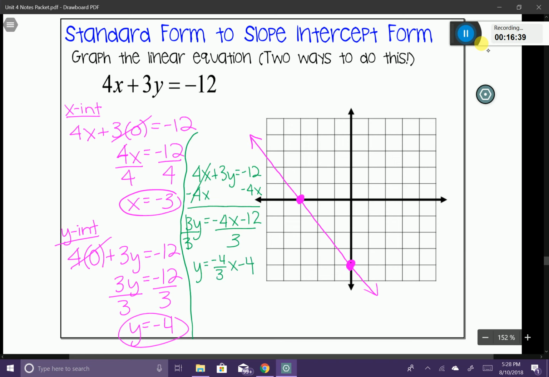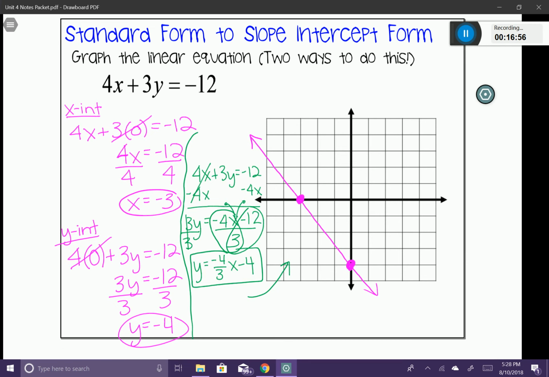And I got the 4/3 by, remember the little butterfly property that I showed you? Remember the little butterfly? Yep, he's popping up again too. So this is going to be my equation in slope-intercept form, which, as you can see, is actually the graph that we drew. So there's two ways to do this. You can do it using the intercepts, or you can do it by transferring into slope-intercept form.